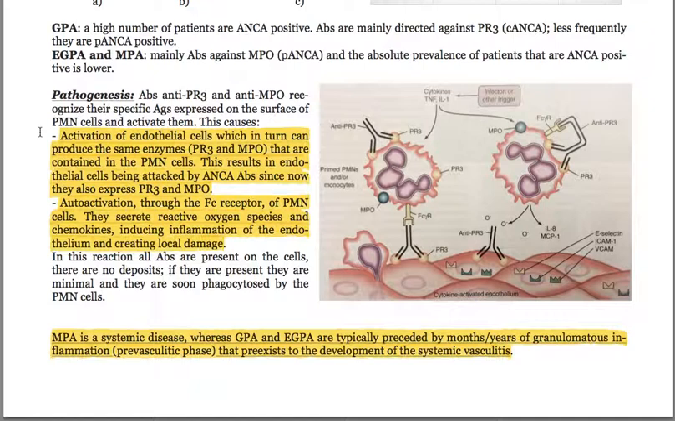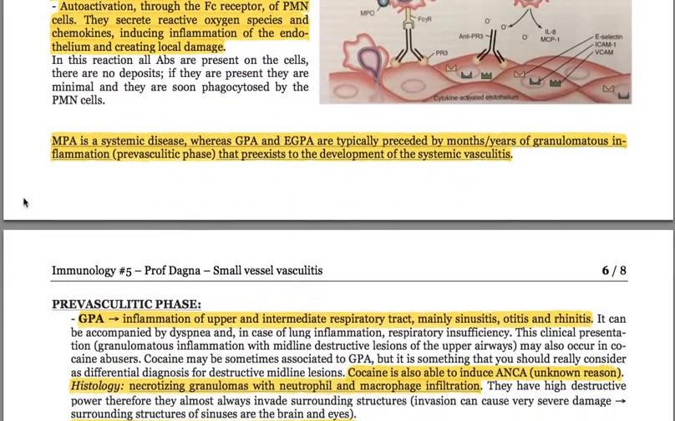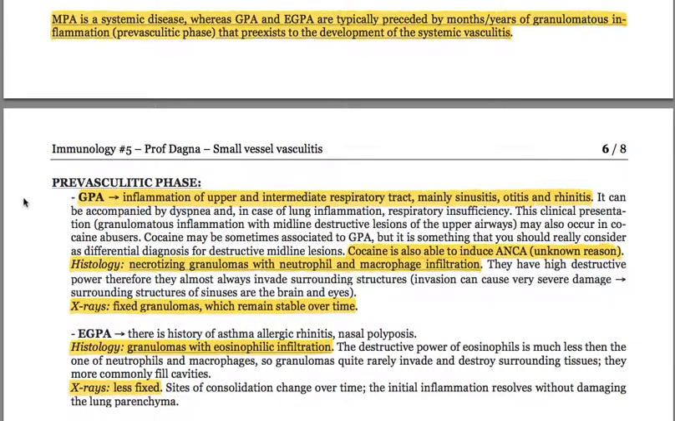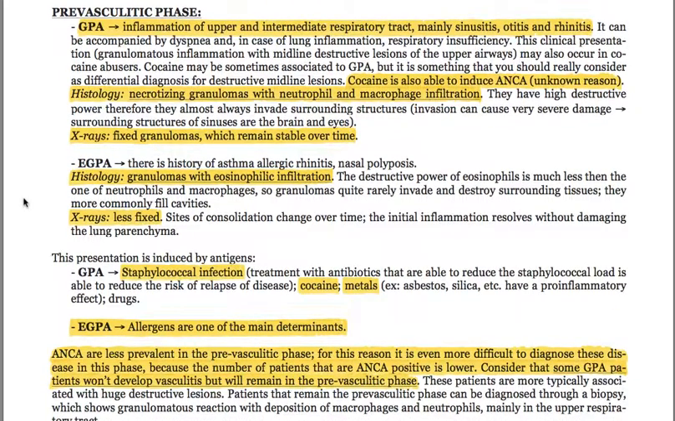Microscopic polyangiitis is a systemic disease, whereas granulomatosis with polyangiitis and eosinophilic granulomatosis with polyangiitis are typically preceded by months, years of granulomatous inflammation, so a prevasculitic phase, that preexists the development of the systemic vasculitis. We have a prevasculitic phase. In granulomatosis with polyangiitis, you have an inflammation of the upper and the intermediate respiratory tract, mainly sinusitis, otitis, and rhinitis.